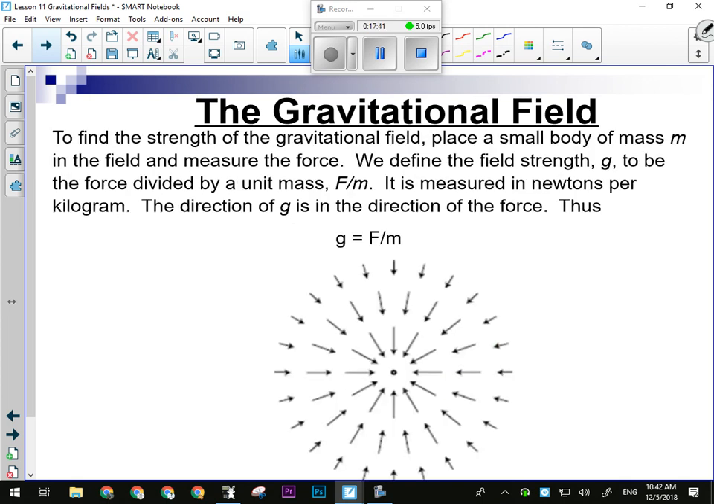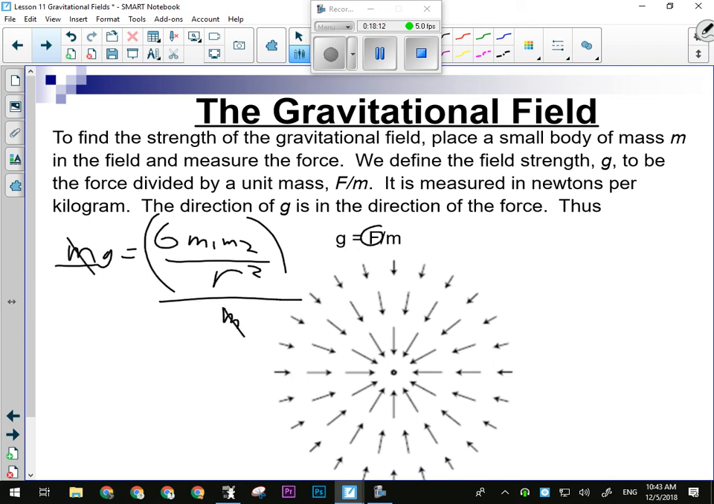To find the strength of the gravitational field, you place a small body of known mass in the field and measure the force on it. Then we can define the field strength, which is the rate of attraction, by dividing that force by the mass, which is what we did a minute ago when we said mg equals big G times mass 1 times mass 2 over r squared. Essentially we took the force of gravity, divided it by mass, and were left with our formula for gravitational field strength. Everybody with me there?